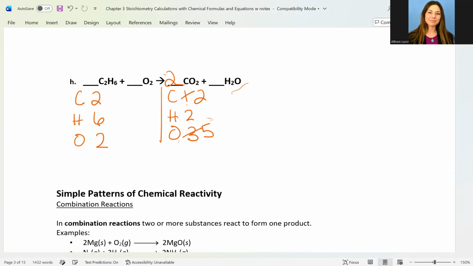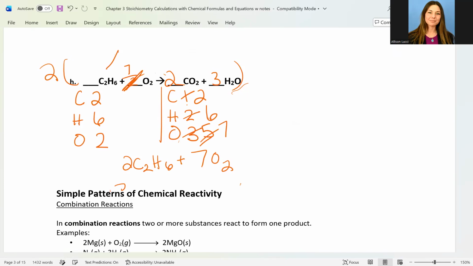Now I need to get my hydrogen balanced, so I'll put a 3 out front. That will give me 6, and then 3 oxygens plus 4 more. Now I'm at 7. So temporarily, I know I need 7 halves. So then I multiply every coefficient by 2. So I'm going to see my final equation, 2C2H6 plus 7O2, right? That 2 cancels out in the denominator. And then I have 4 CO2 on this side, and 2 times 3 gives me 6 H2O.